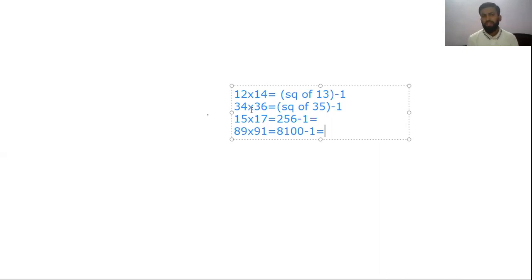इसी तरह 34, 36 है, तो हाँ दोनों इवन हैं और लगातार हैं, तो इनके बीच में क्या आता है, 34 36 के? 35, तो 35 का स्क्वायर माइनस 1. इस तरह 15 मल्टीप्लाइड बाई 17 करना है, तो 15 17 के बीच में क्या आता है? 16 आता है, तो 16 का स्क्वायर करेंगे, मतलब 16 इंटू 16 करेंगे, माइनस 1. इस तरह 89 मल्टीप्लाइड बाई 91 करना, तो हम क्या करेंगे? 89 और 91 के बीच में 90 आता है, तो 90 का स्क्वायर करेंगे, मतलब कि 90 इंटू 90 करेंगे, फिर उसमें से माइनस 1. राइट, दिस इज वेरी इजी.